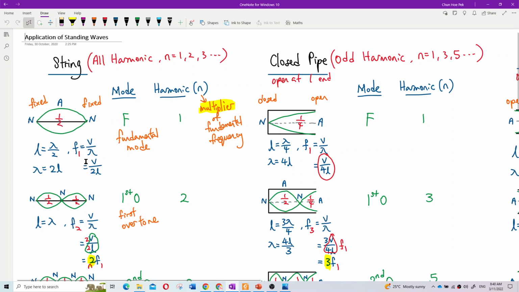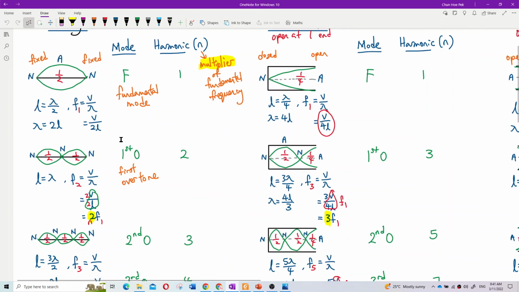So f equals V over 2L is the formula to calculate the frequency of this string. The frequency of this string vibrating like this, we call it the fundamental mode. Or we can say this is the frequency of the fundamental mode. The mode is put as fundamental mode, or f. Okay? Harmonic later on.